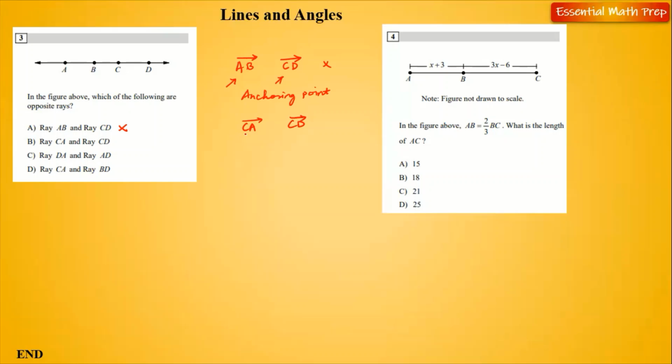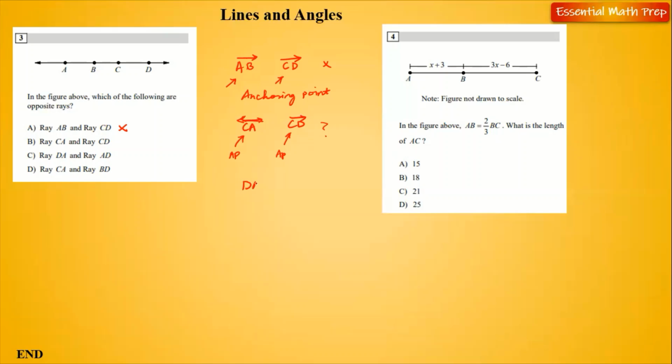So CA is, sorry, I should have written the arrow this way because C is the anchoring point, right? And A is in this direction, so the arrow is here. Similarly, C is the anchoring point. I'm going to call it AP for anchoring point. And D is here. What you have to watch out for is that CA contains B, whereas CD does not contain any of the points shared by CA. So this is a candidate for the correct answer. Let's put a question mark and continue.